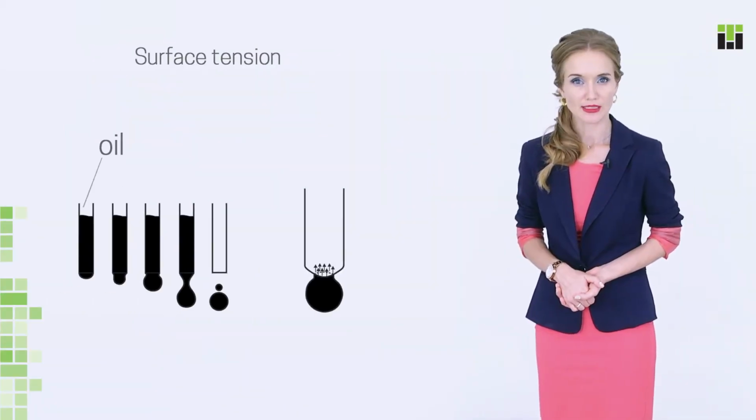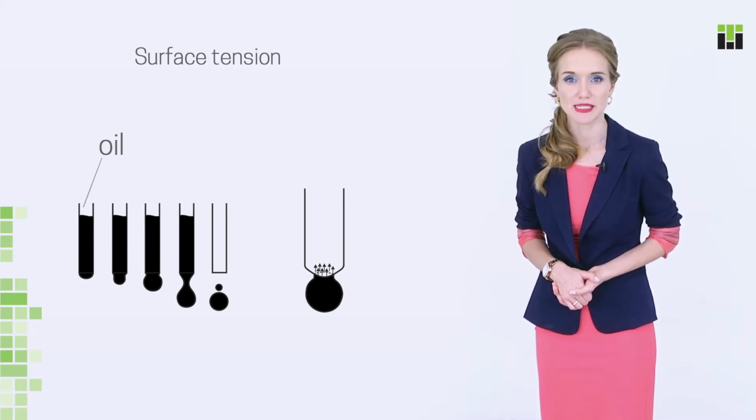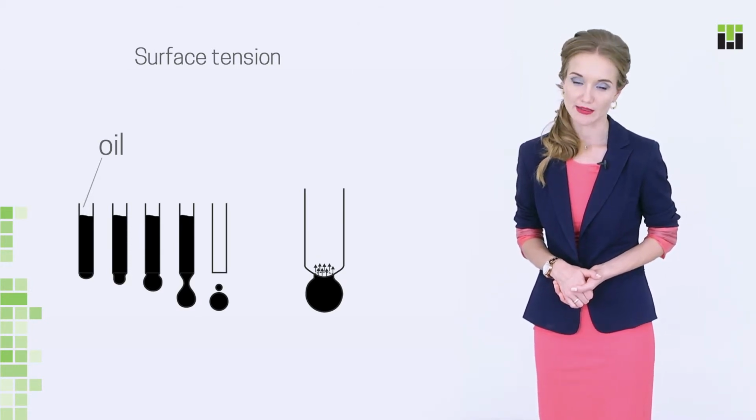Another important factor is surface tension. This tension emerges on the interface boundary between two immiscible fluids such as water and oil or oil and gas. If you look at a drop of oil, we can see that it wants to take a shape with a minimum surface area. Should we want to change the shape of the drop, we will have to apply a certain force. Another good example is a soap bubble.